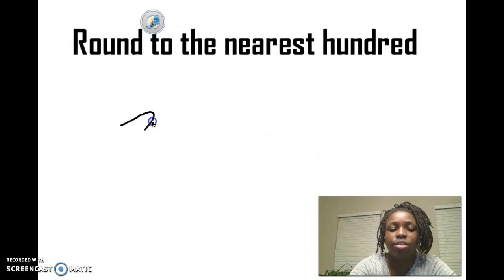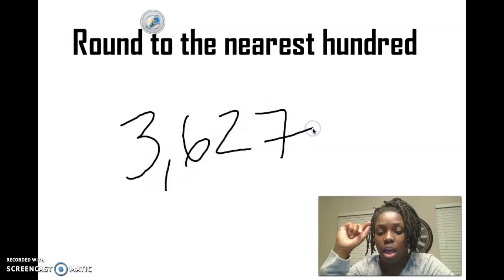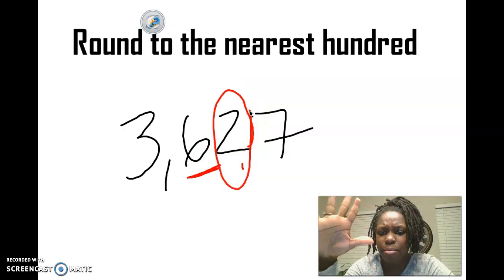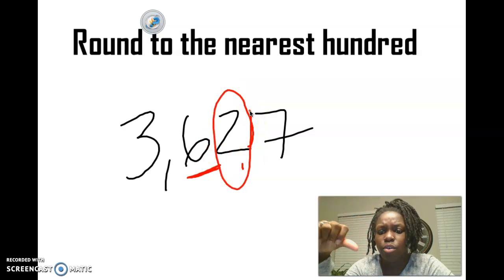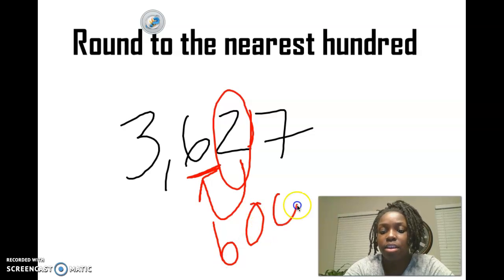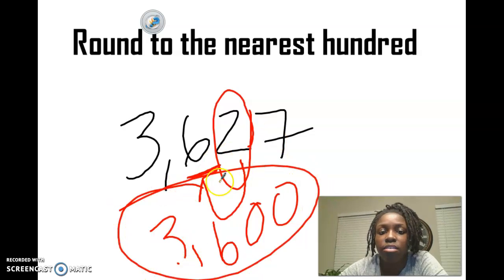So if I want to round this to the nearest hundreds, I have 3,627. Remember, I have to look at my hundreds place. All right. Then I look behind it, it's a 2, right? So I say, all right, is this 2 5 or above or 4 below? It's 4 below. So if it's 4 below, I have to let the 6 go. That means the 6 stays the same, and everything else becomes what? Good, zeros. And then I bring my 3 down. So my answer is 3,600.